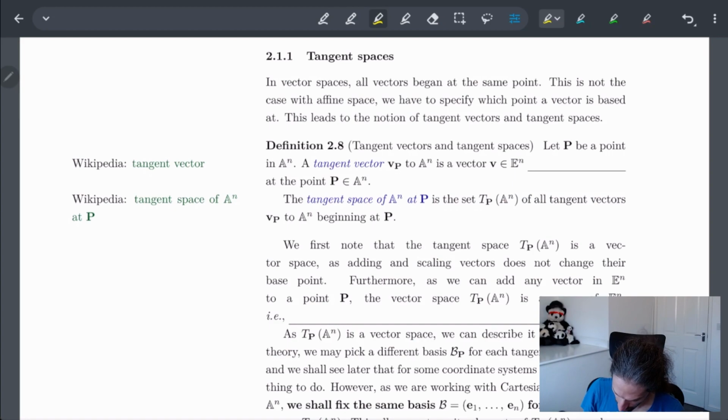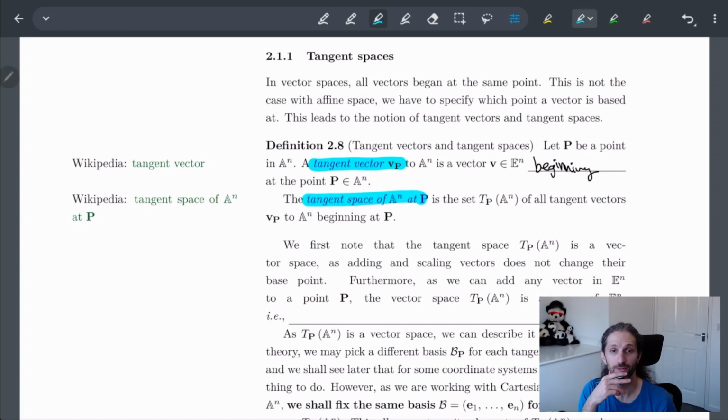So a tangent vector, v_p, to A^n is a vector v, so we have some vector, which begins at the point p in A^n. And then we're going to consider the tangent space to be the set of all tangent vectors at this point p.